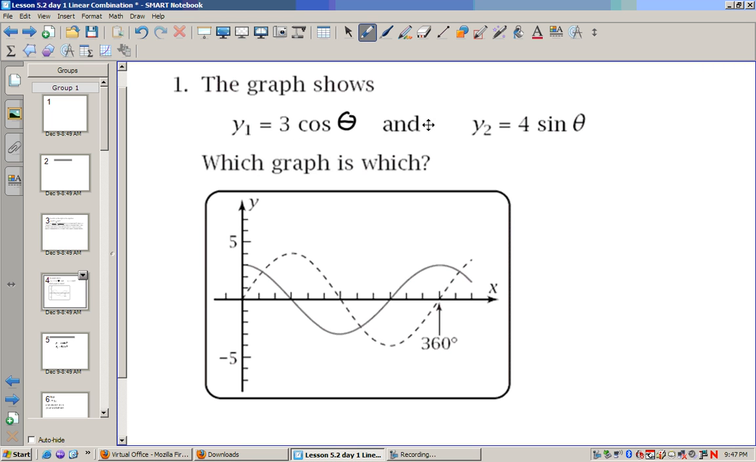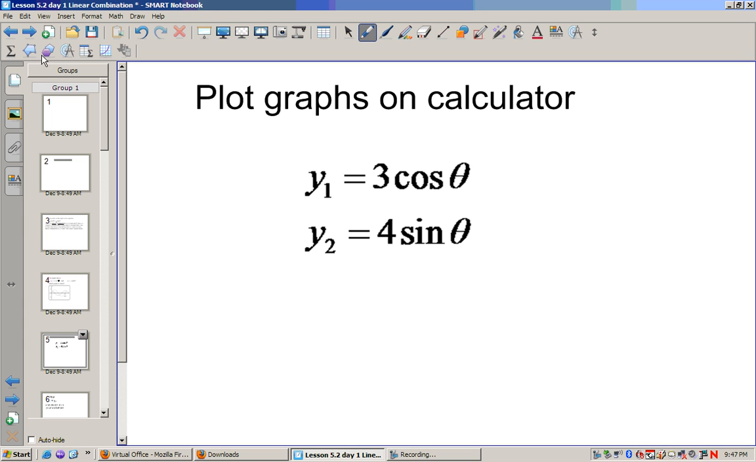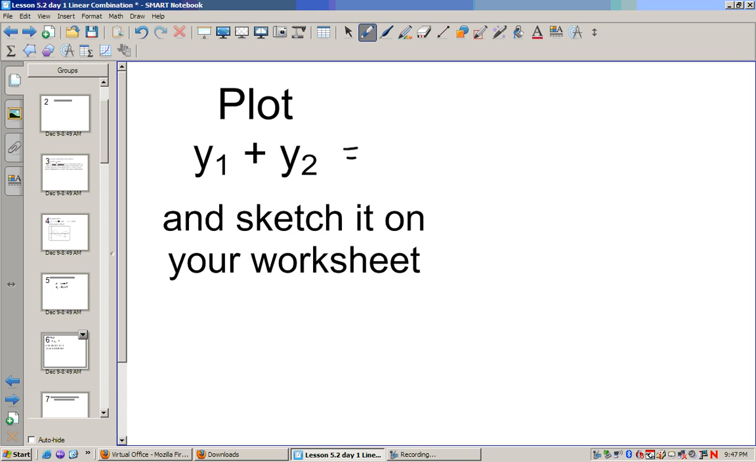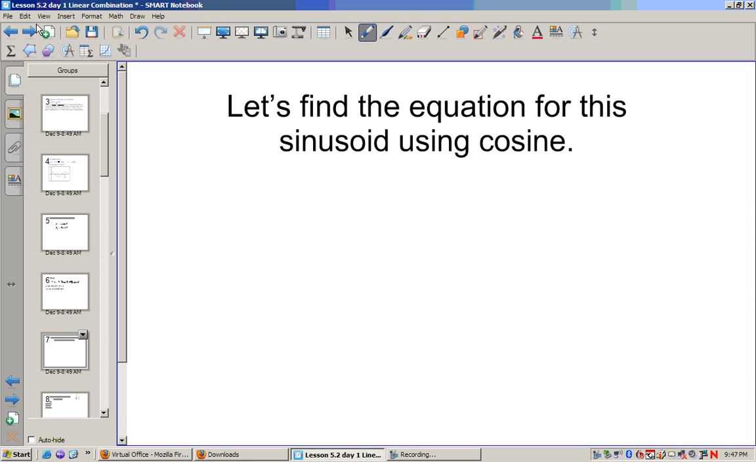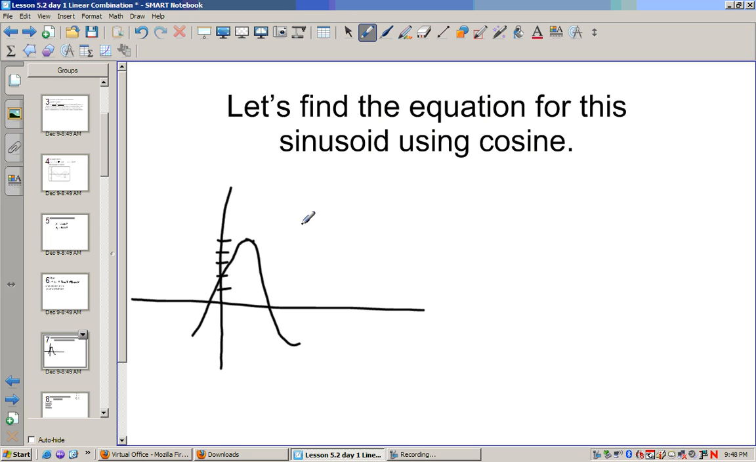Now if I add these two together, I want you to just take a second and plot these two added together, which is 3 cosine x plus 4 sine x on your calculator. Now you can sketch it on your worksheet if you'd like. What happens is you get an equation that doesn't look like either of them. It goes up a little higher, goes up to 5, and it goes down like this.